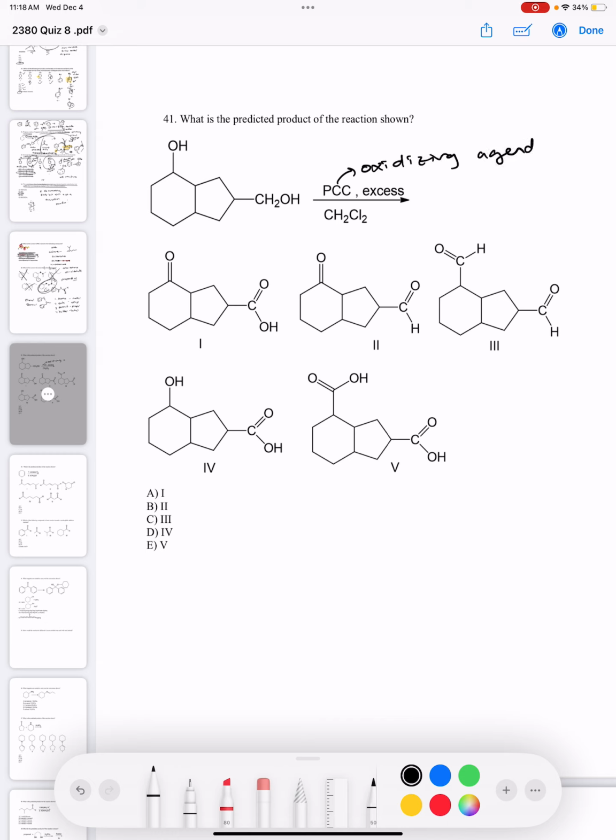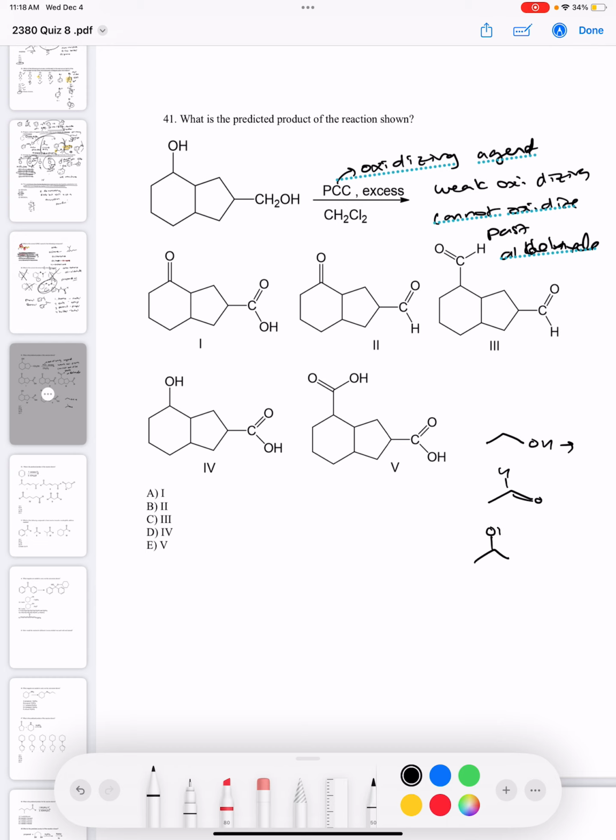It's a weak oxidizing agent, so it cannot oxidize past aldehyde. It can, though. It can oxidize primary or secondary alcohols. If it has a primary alcohol, it'll take that to an aldehyde. If it has a secondary alcohol, it'll take that to a ketone.